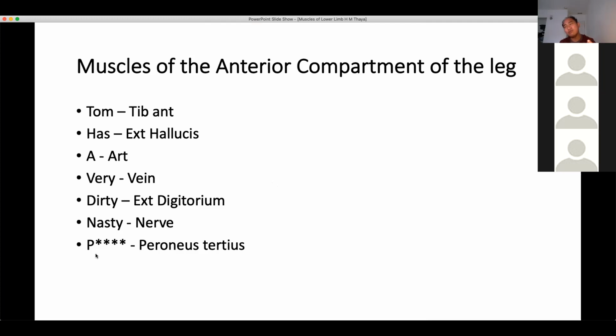So now, what is Tom? Tom is tibialis anterior. What is Has? Has is extensor hallucis longus. What is A? A is for artery. What is Very? Very stands for vein. Dirty stands for D, extensor digitorum. Nasty, N for nerve. And P stands for peroneus tertius.